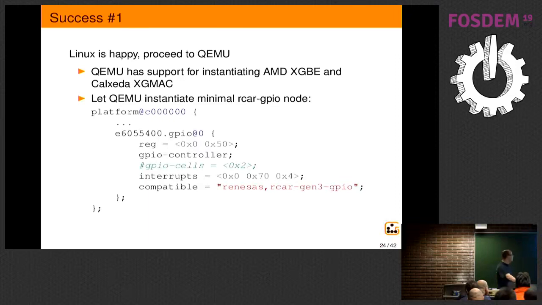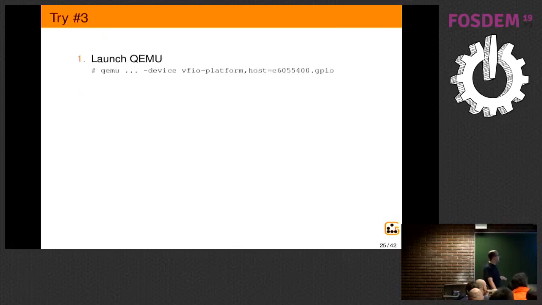As I said before, for now there's limited support in QEMU for instantiating devices. So I wrote some code to instantiate a minimal GPIO device node for the RCAR GPIO controller, which basically adds this to the device tree of the guest. And then we can launch QEMU, and we pass it which device we want to use.